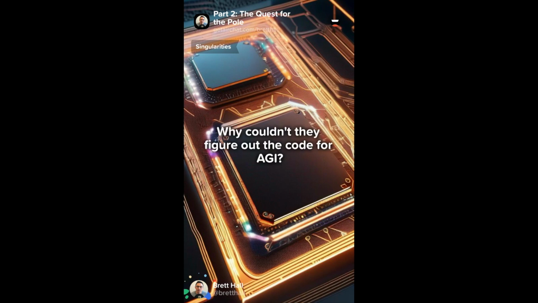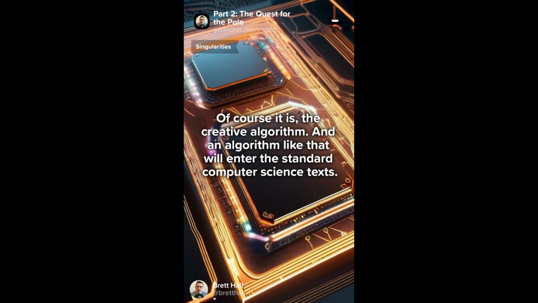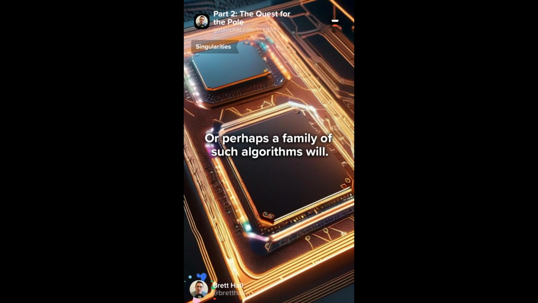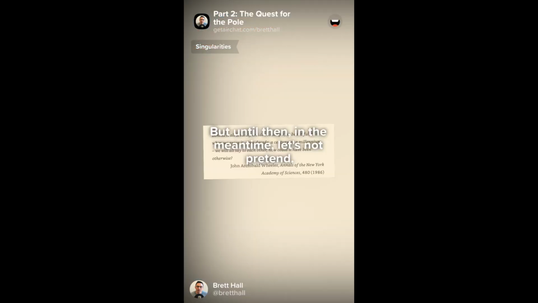Why couldn't they figure out the code for AGI? They'll look at it and go, that's the algorithm after all. Of course it is, the creative algorithm. And an algorithm like that will enter the standard computer science texts, or perhaps a family of such algorithms will. But until then, in the meantime, let's not pretend.